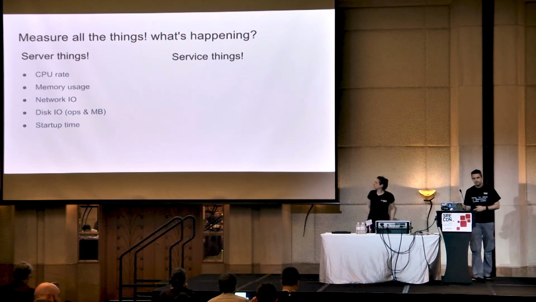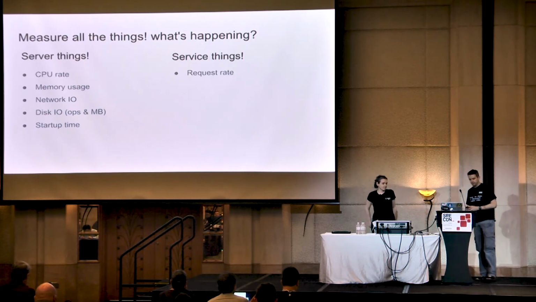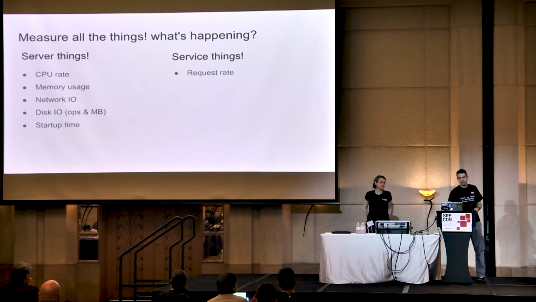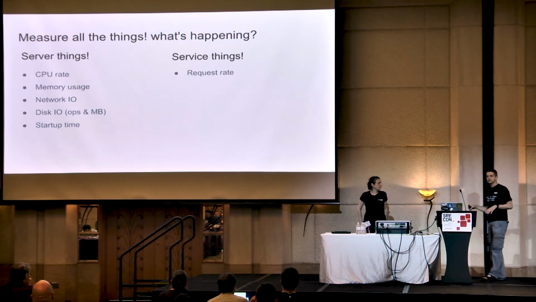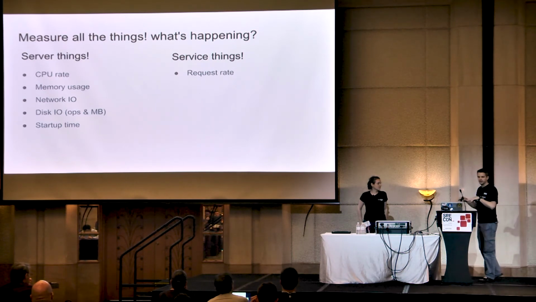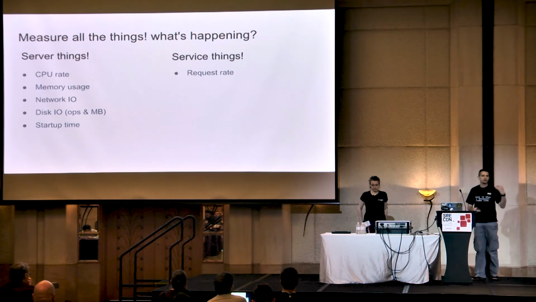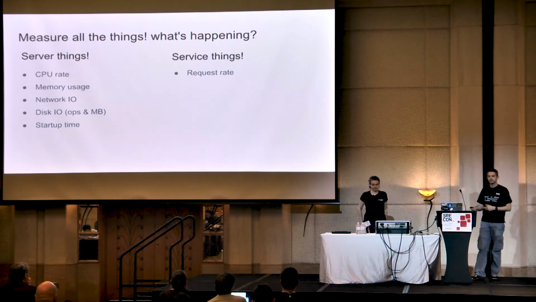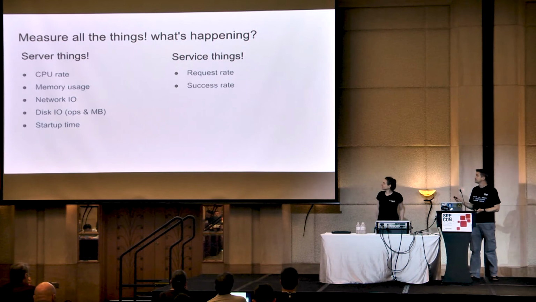On the service side, these are the bigger picture. Your request rate, that's your denominator. This is what you use to scale your service. This is how you identify your SLA. This is how you identify your SLO. Of course, you need to know how many queries you're getting in the first place. Otherwise, you don't know what's happening.